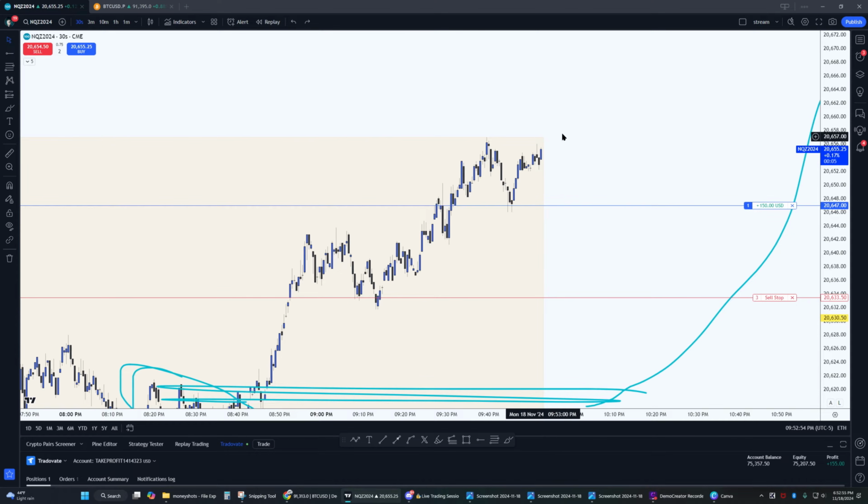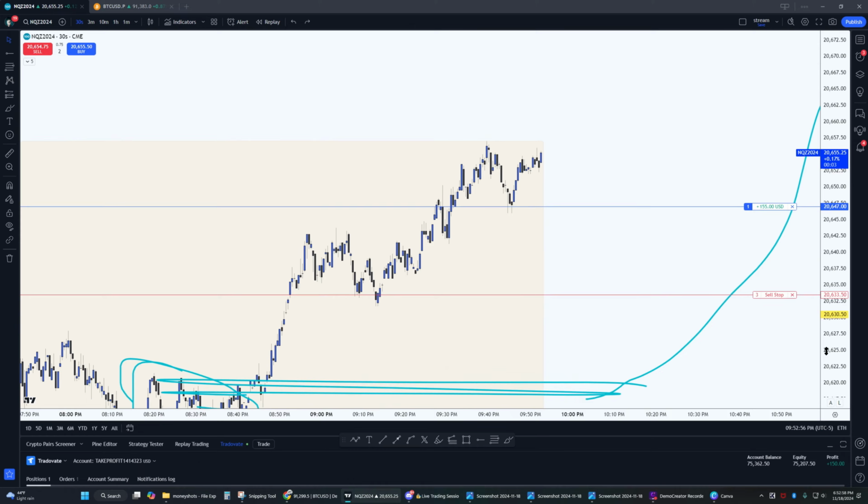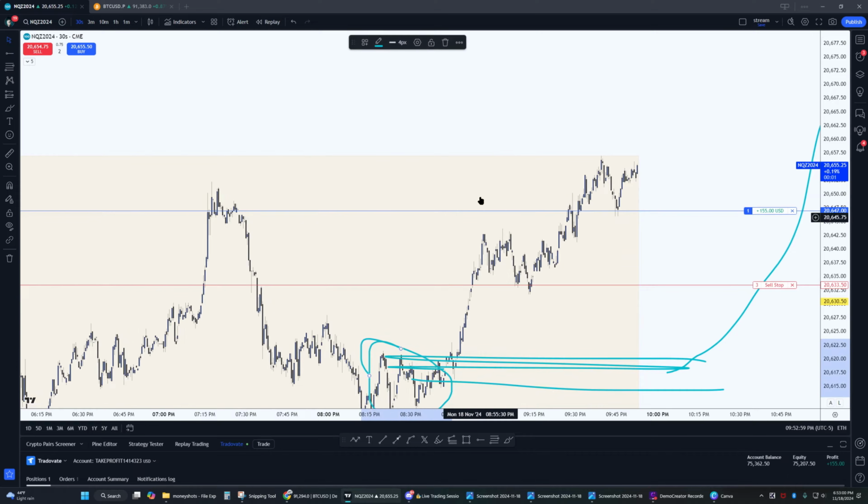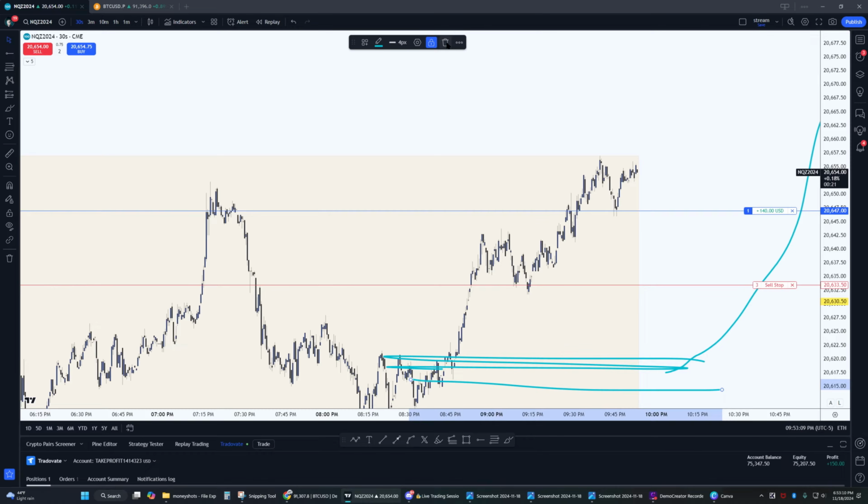You'll see people shorting in here, but they just don't understand market structure, so that's leading them to take very bad trades, which is not their fault. It's just they haven't been taught correctly how the market works.